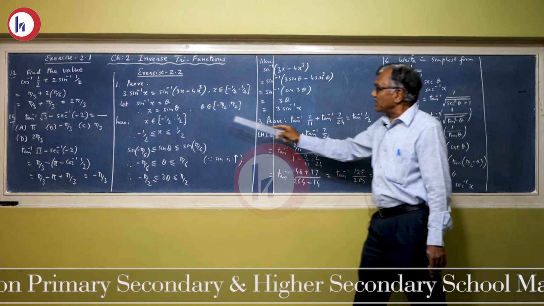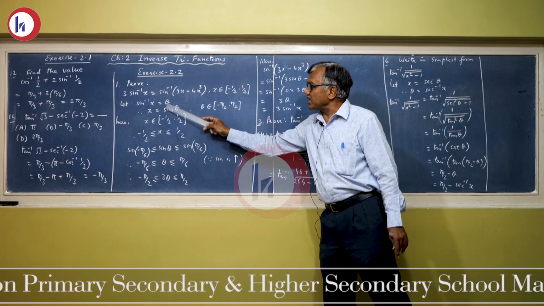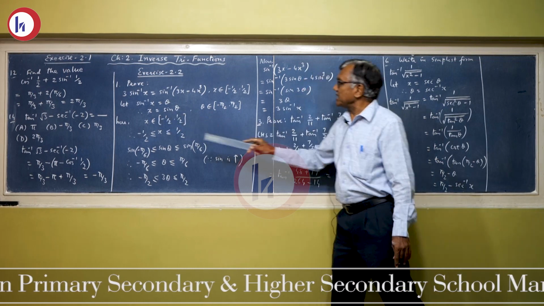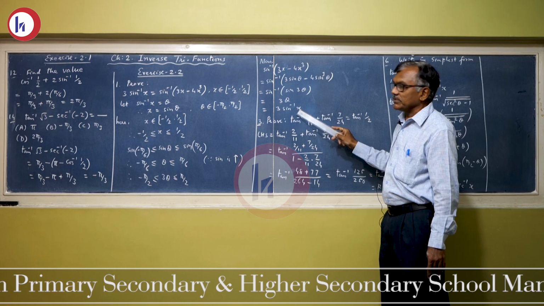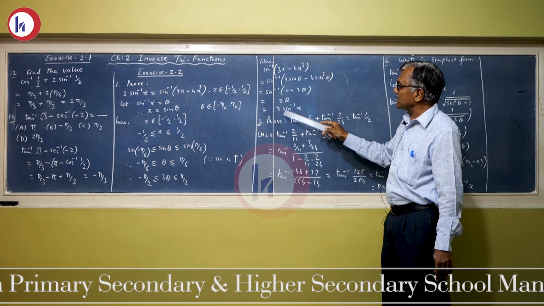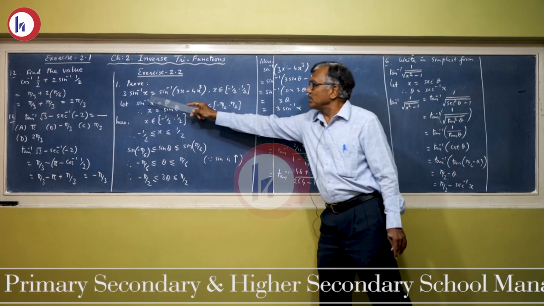3 theta, if theta is sin inverse x, therefore x equals sin theta. So theta equals sin inverse x. So 3 theta is nothing but 3 sin inverse x, that is equal to this result, the LHS.